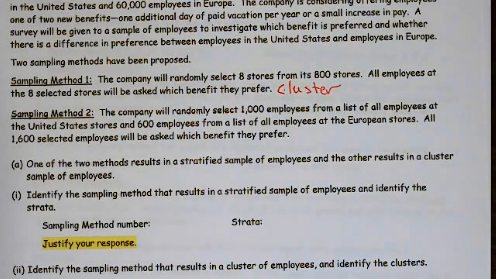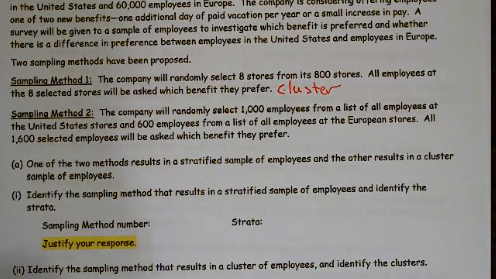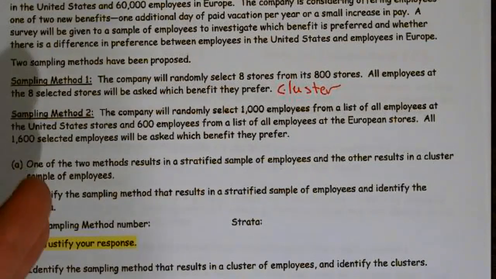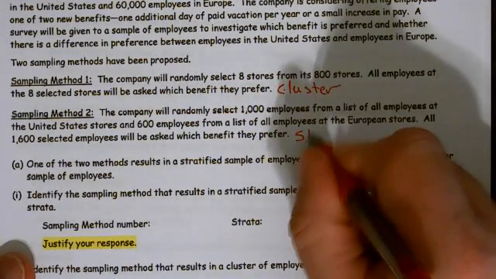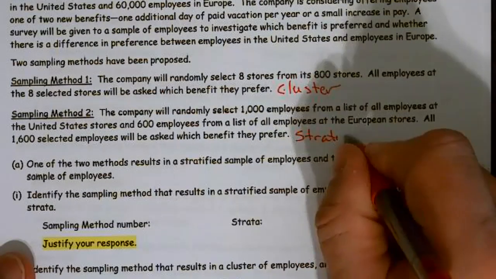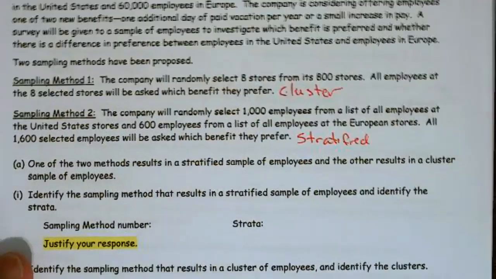Sampling method 2, the company will select 1,000 employees from a list of all employees at the United States stores and 600 from a list of all employees at the European stores. So we've broken it into 2 groups, and we're going to survey from each group, breaking it into groups based on a common characteristic, based on being in the US or based on being in Europe. This tells me that this right here is stratified.